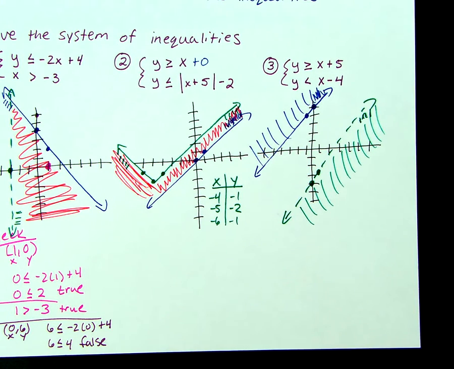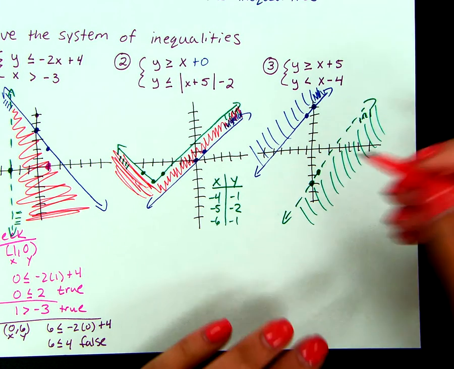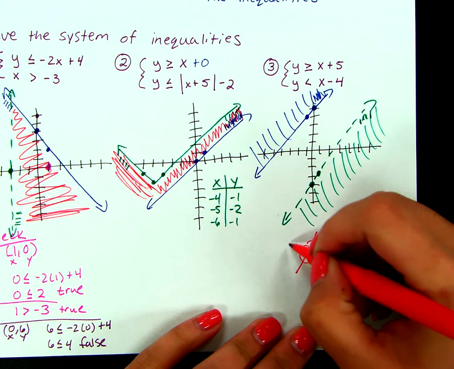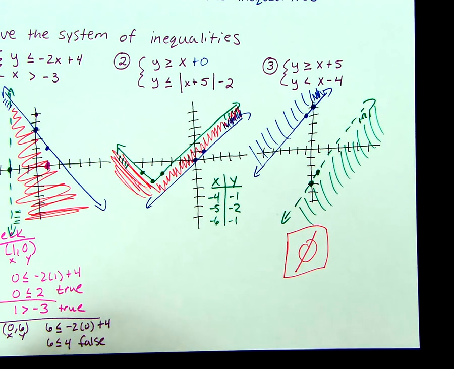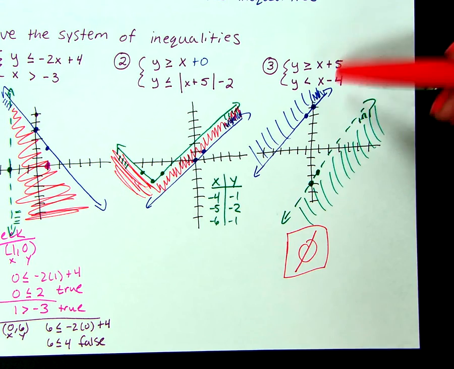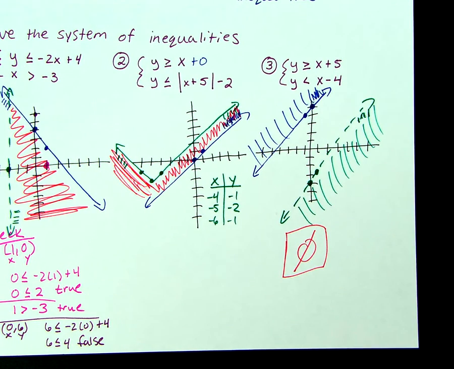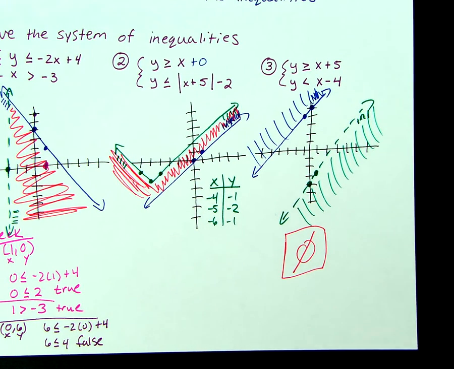So if I'm looking at that, that means that I don't have any overlap shading. So sometimes this does happen. If we don't have any overlap, that means that we have no solution for the answer. So there are no points that we can find that will make both of those inequalities true. So this is kind of a special case that happens.